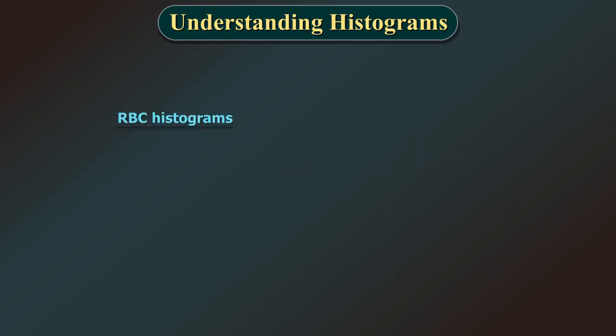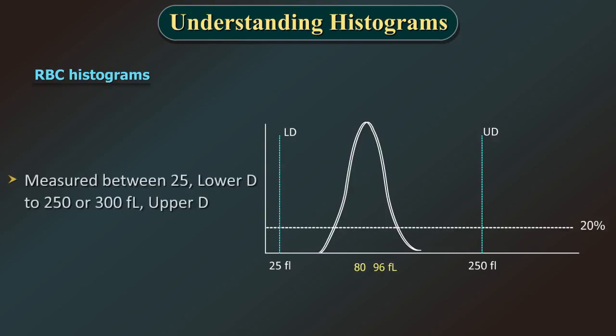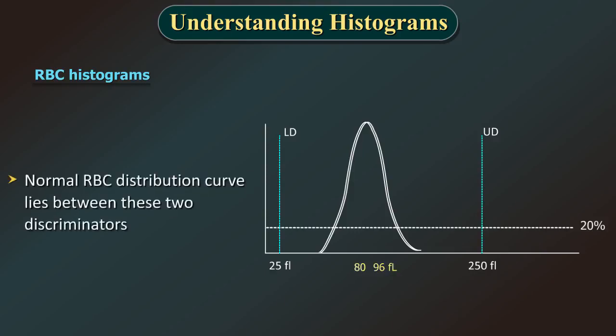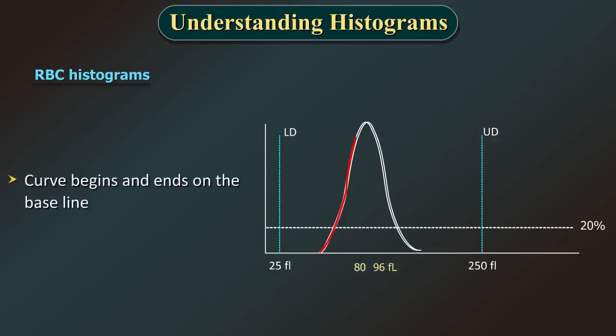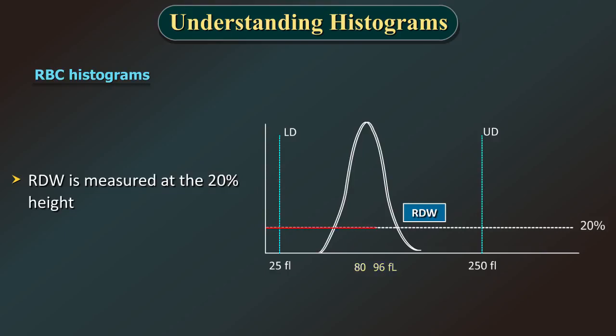RBC histograms. Erythrocytes or RBCs have an average size of 80 to 96 femtoliter and are measured between 25 lower discriminator to 250 or 300 femtoliter upper discriminator as per the analytical system used. The normal RBC distribution curve lies between these two discriminators. The curve begins and ends on the baseline. It has a single peak with bell curve distribution of cells, and the RDW is measured at the 20% height.